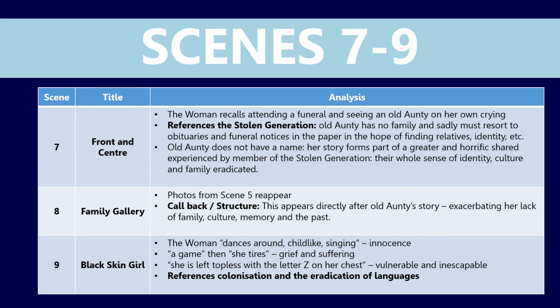And the last scene we're going to have a look at today is Black Skin Girl. Quite a traumatizing scene where the woman dances around a child-like singing to represent her innocence. Letters from the alphabet appear on her dress. This is obviously the English alphabet. Again, deliberate use here, given the impact of colonisation, the eradication of Aboriginal languages, and the way that British rule and law was enforced upon First Nations people.